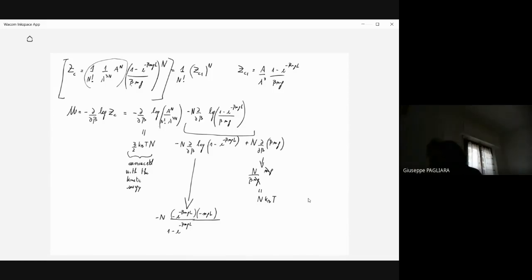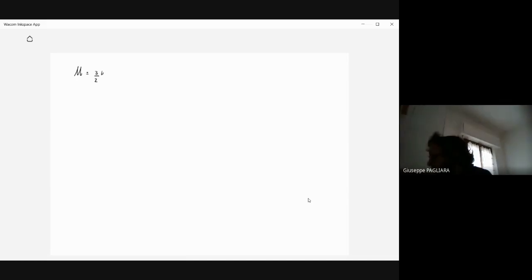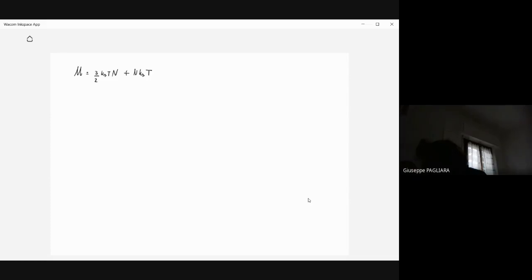So therefore, summarizing, the internal energy in this system U is 3/2 kB T n coming from the kinetic energy as usual, plus there is this additional n kB T that comes from the integral, from the previous calculation. Then there is a minus n mgl e to the minus beta mgl, and in the denominator I have 1 minus the exponential of minus beta mgl. Okay, so I think that's it. So this is the correct calculation without any approximation.